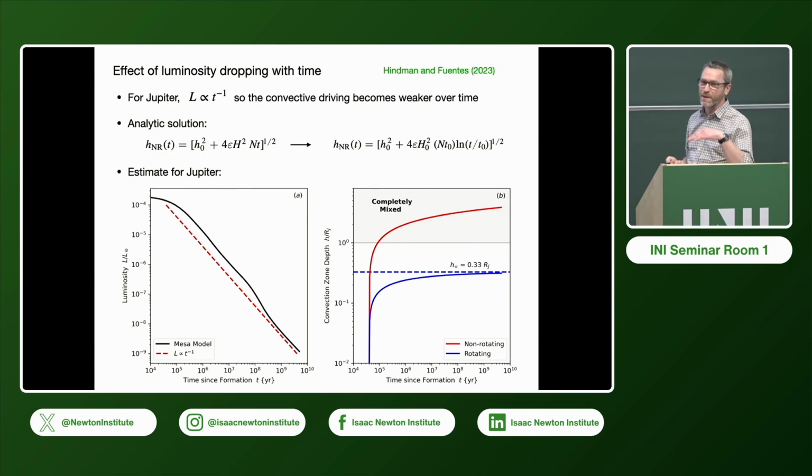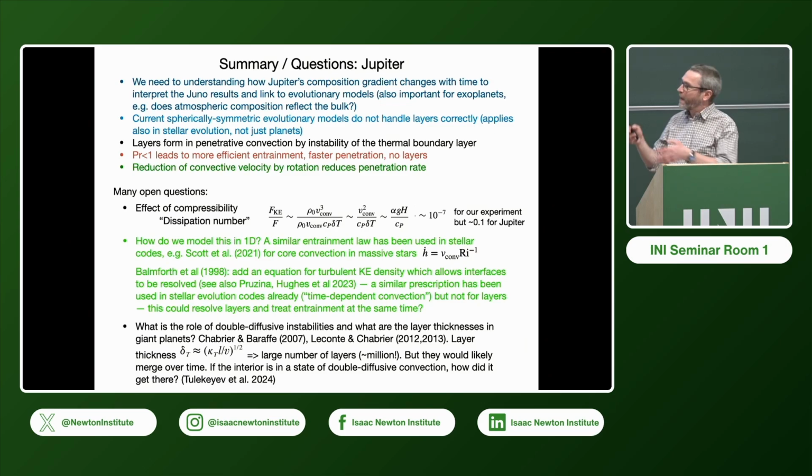For the saltwater experiment, if you drop the flux like 1 over time, it would actually halt the convection zone at some depth, especially in the rotating system. If you put in rotation, then this is even more of an effect. So that's kind of where we are with this Jupiter problem. And I just put everything on a slide here.